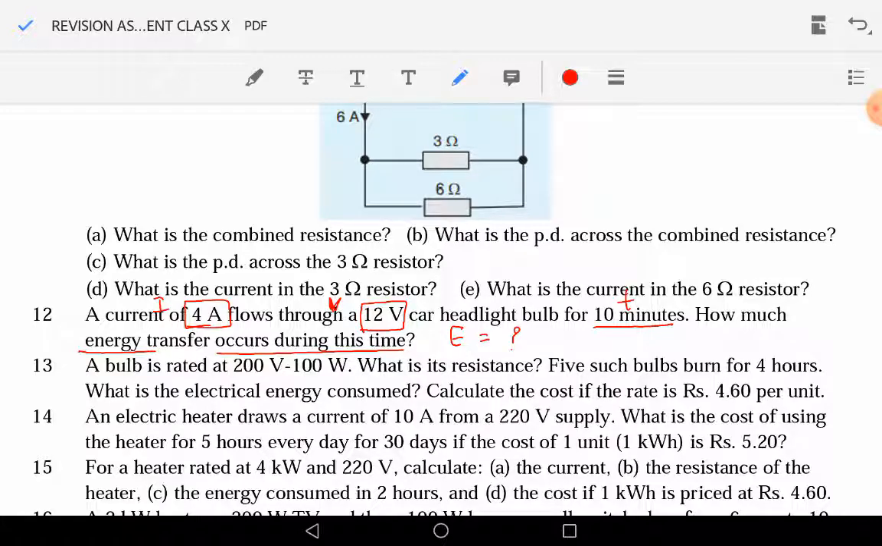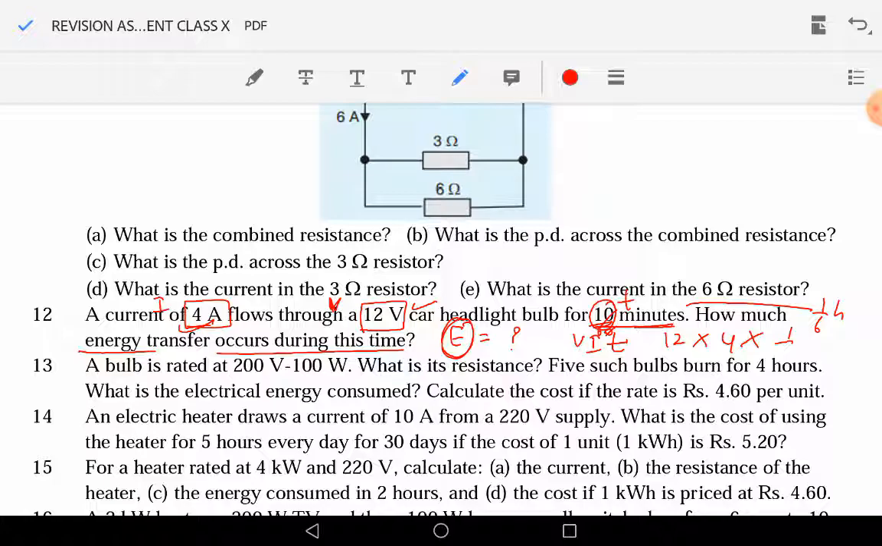So now out of all the formulae for E, we have one formula, that is VIT. But remember that whenever we find out the energy transfer, time should be in hours, and 10 minutes is equal to 1 by 6 hour. We divide it by 60 and we get 1 by 6 hour. Now it is easy. V is 12, I is 4, and T is 1 by 6.